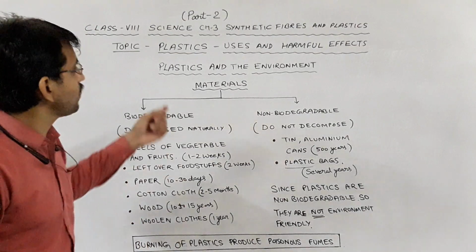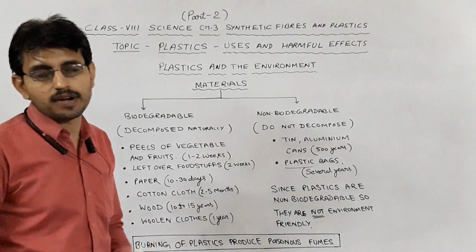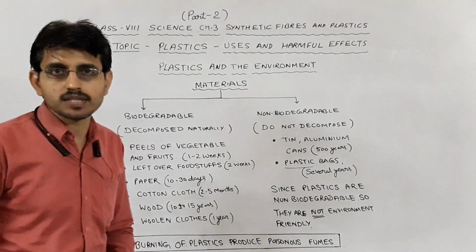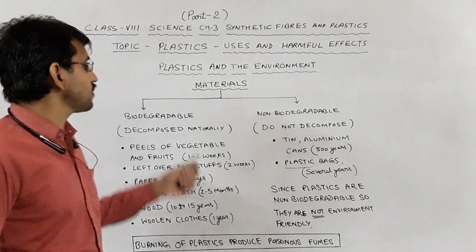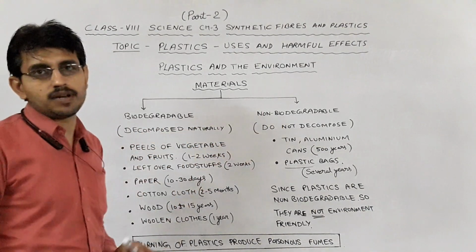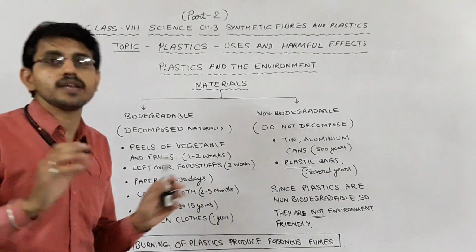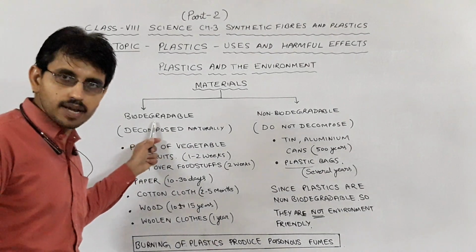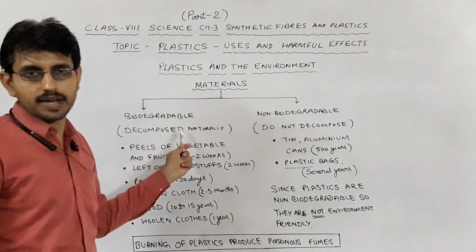Now we will talk about plastics and the environment. So what are the effects of plastic on the environment? But before that, we have to classify the materials around us into two categories. The materials that we use can be classified into two main categories: biodegradable and non-biodegradable. These are not the types of plastics; these are different types of materials that we use in our day-to-day life. They can be classified as biodegradable and non-biodegradable. Non-biodegradable is the opposite of biodegradable.